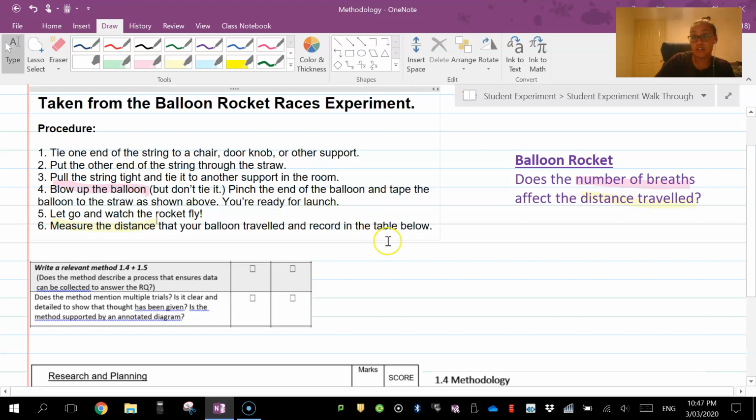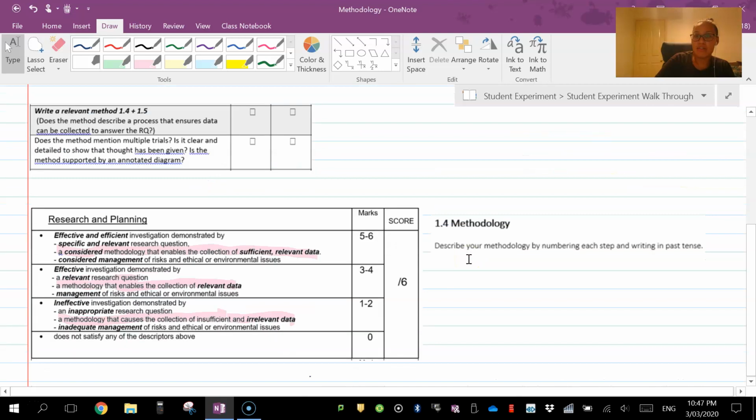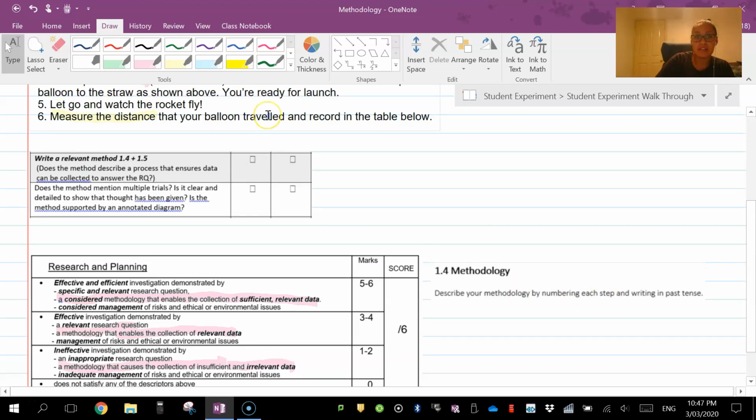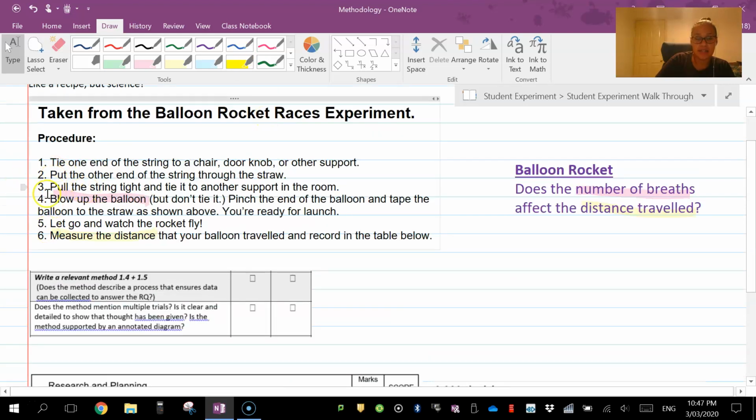So that is going to be your task. So if we have a look here, the other thing is writing it in numbered steps. So they've done that, but they haven't done it in past tense. So the string was tied to a chair and an additional support. So in your case, it might be a chair.